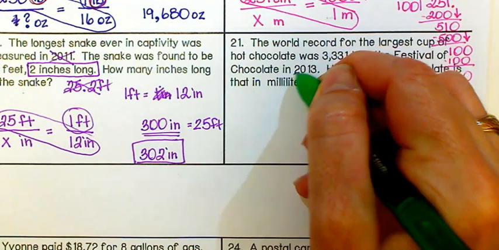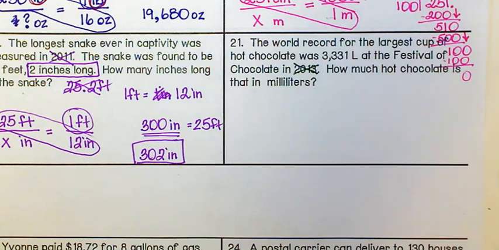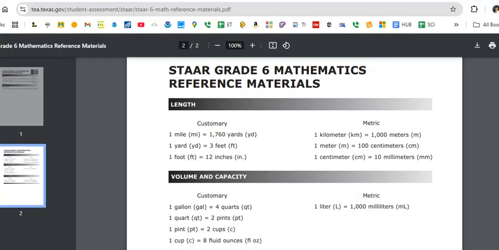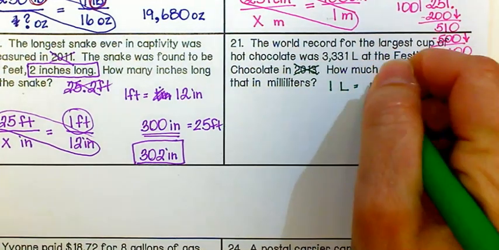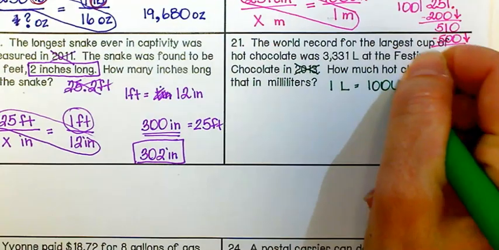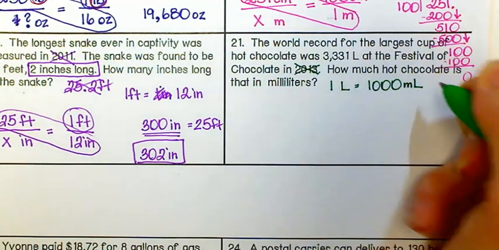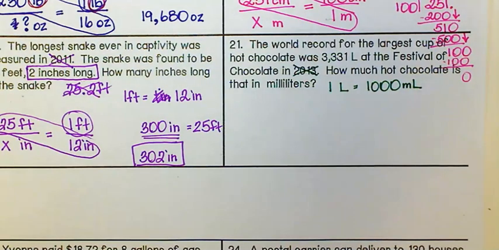First of all, 2013, that's a year. It's not a number that we're going to use for anything. Okay. How much hot chocolate is that in milliliters? Well, the first thing I need to do is go find milliliters and liters, and that's going to be a volume or capacity. 1 liter is 1,000 milliliters. 1 liter equals 1,000 milliliters. So I have my conversion.